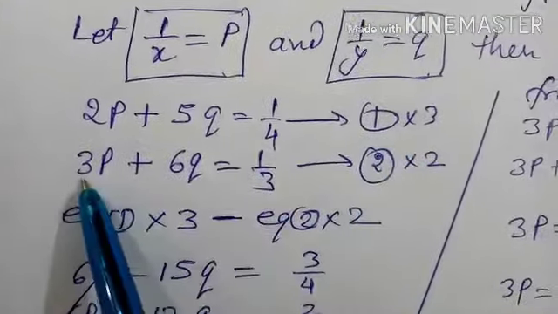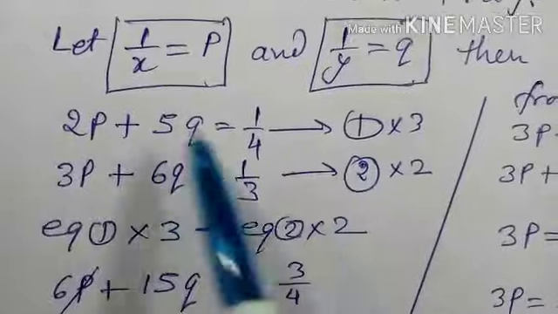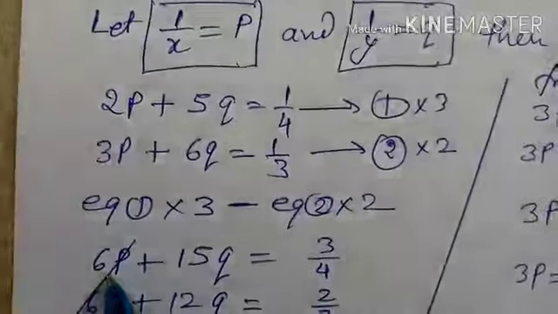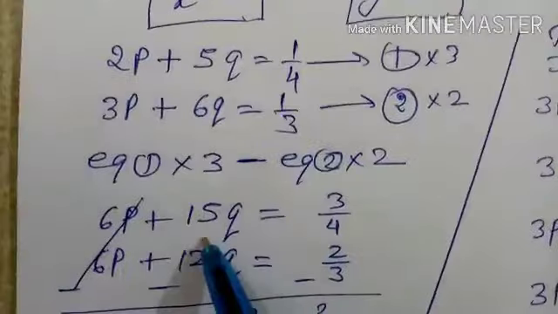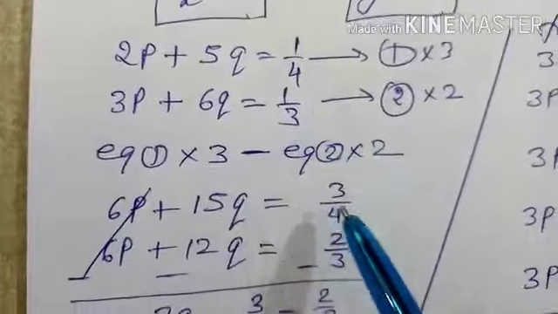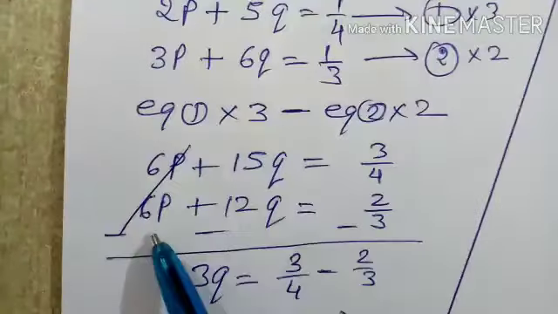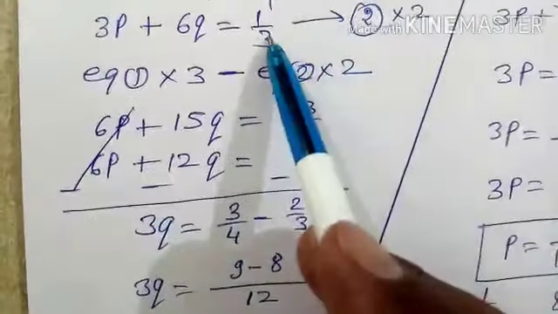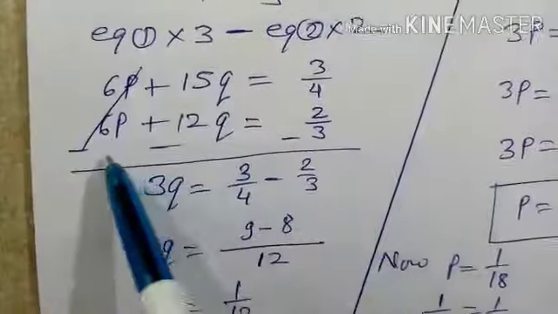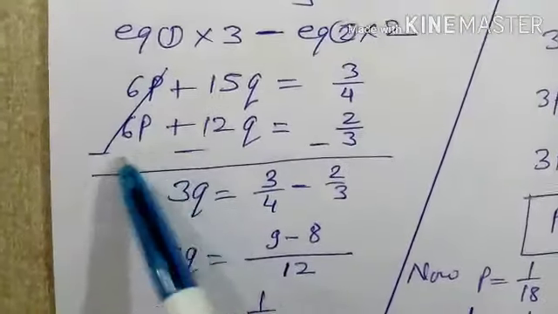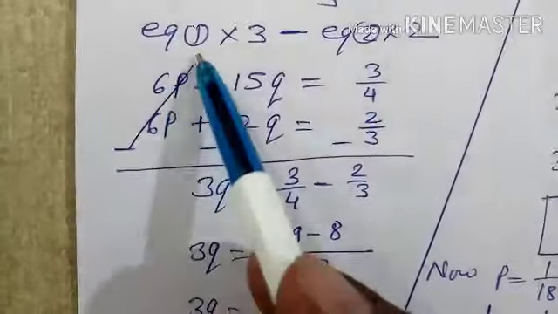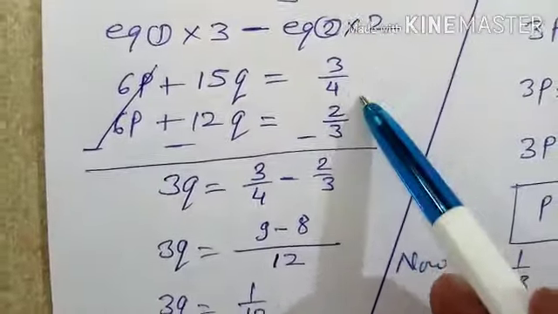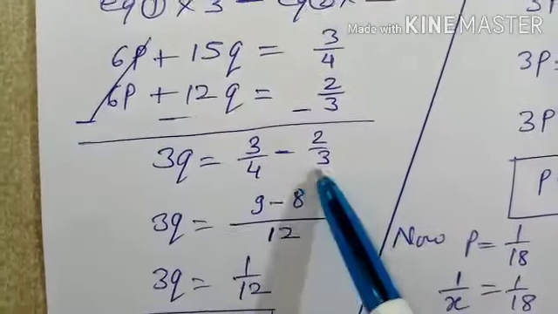Now equation number 1 is multiplied by 3, and the second equation is multiplied by 2. So 3 into 2 is 6P, 3 into 5 is 15Q, 3 into 1/4 is 3 by 4. 2 into 3 is 6P, 2 into 6 is 12Q, and 2 into 1 by 3 is 2 by 3. Here the 6P terms have the same sign, so subtract the second equation from the first. 6P cancels out. 15 minus 12 is only 3Q. Here 3 by 4 minus 2 by 3.